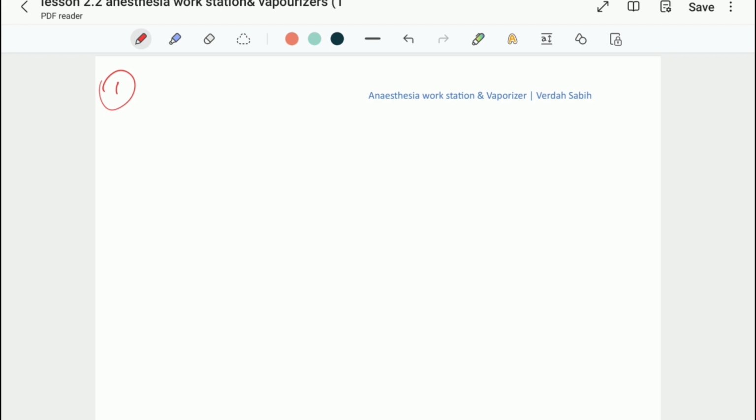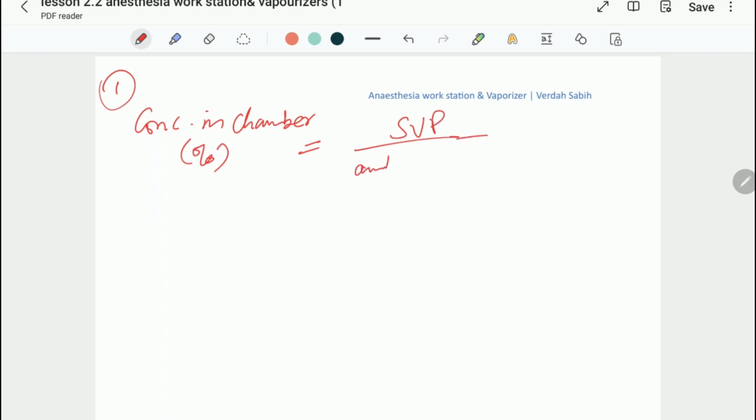So inside the vaporizing chamber, the carrier gas becomes 100% saturated with the anesthetic agent. And the concentration of this saturated vapor is a function of the agent's saturated vapor pressure and the ambient barometric pressure. That is, the concentration in the chamber in percent is equal to saturated vapor pressure divided by ambient pressure. As it is in percentage, we will multiply it with 100.